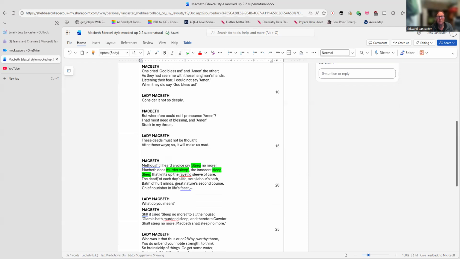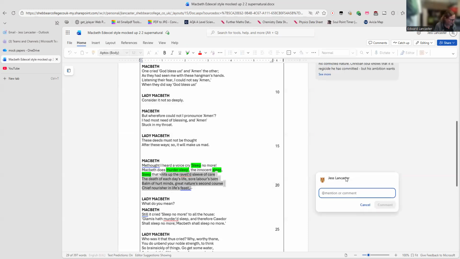We'll come back to that idea later. The death of each day's life, sore labour's bath, balm of hurt minds, great nature's second course, chief nourisher in life's feast. And you can hear. Now, if we just look at this bit, we've got this amazing thing going on here. In the middle of this extract, we've got this asyndetic listing.